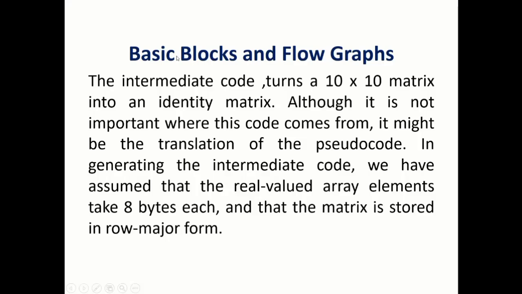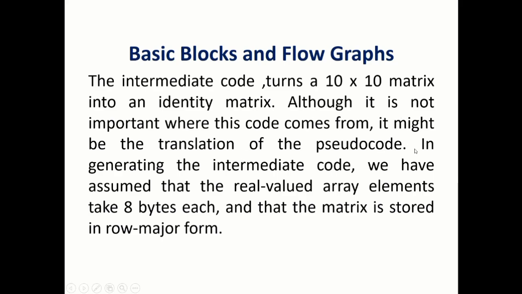The topic we are going to discuss is basic blocks and flow graphs. The question is: the intermediate code turns a 10 cross 10 matrix into an identity matrix. Although it is not important where this code comes from, it might be the translation of the pseudocode.